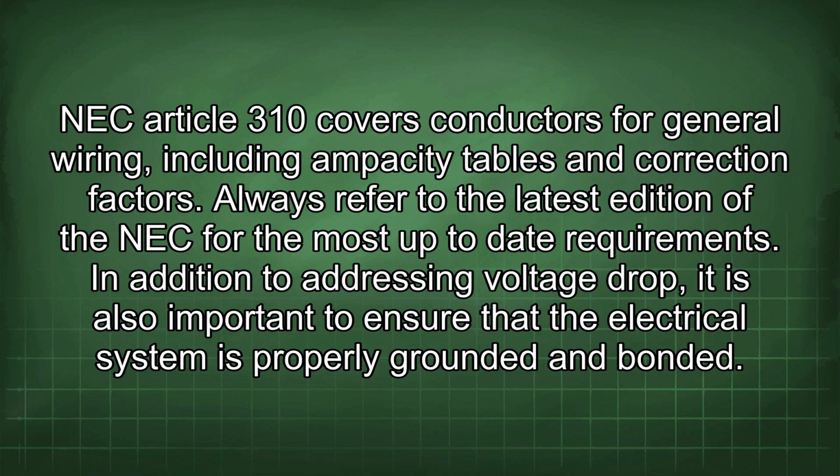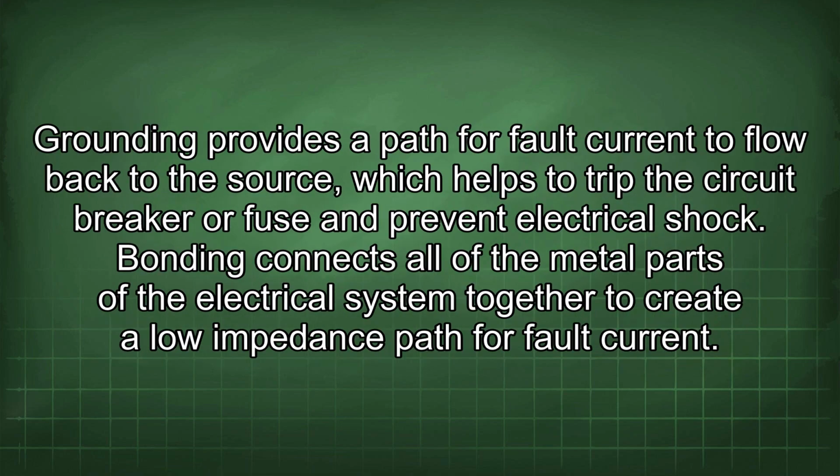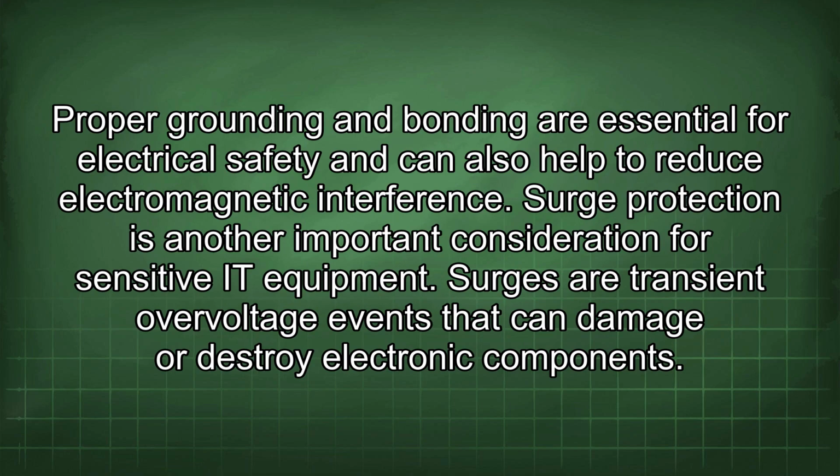In addition to addressing voltage drop, it is also important to ensure that the electrical system is properly grounded and bonded. Grounding provides a path for fault current to flow back to the source, which helps to trip the circuit breaker or fuse and prevent electrical shock. Bonding connects all of the metal parts of the electrical system together to create a low impedance path for fault current. Proper grounding and bonding are essential for electrical safety and can also help to reduce electromagnetic interference.